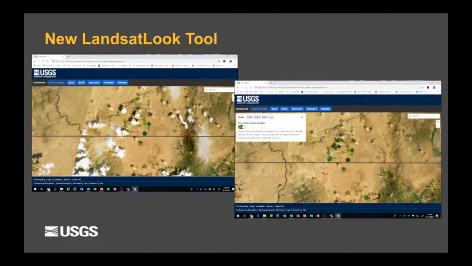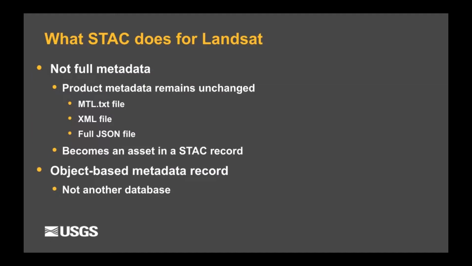Okay, so what does STAC do for Landsat? It's obviously not the complete metadata. However, when we reprocess collection 2 in the cloud, we'll be continuing our legacy of our MTL or ODL files. We're going to be adding a complete XML metadata file as well as a complete JSON file. So metadata will be available in multiple formats for Landsat, including the STAC JSON.